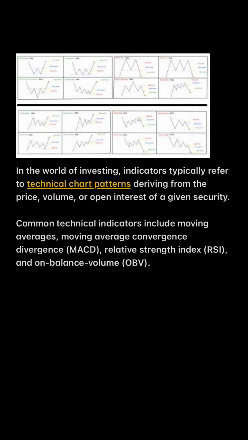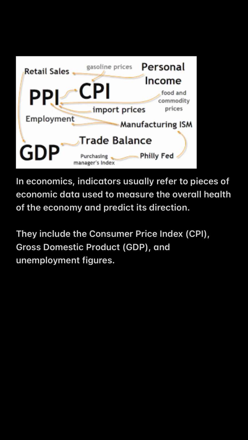Now, in the world of investing, indicators typically refer to technical chart patterns, like pictured above, deriving from the price, volume, or open interest of any given security. Common technical indicators include moving average convergence divergence, or the MACD, relative strength index, RSI, and on balance volume, or OBV. In economics, indicators usually refer to pieces of economic data used to measure the overall health of the economy and predict its direction. They include the Consumer Price Index, or CPI, Gross Domestic Product, or GDP, and unemployment figures.